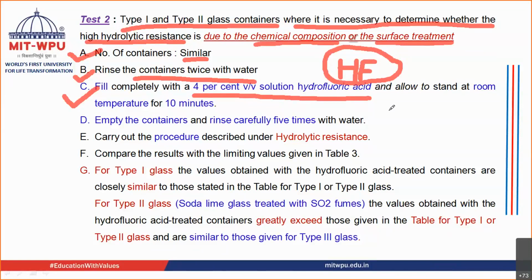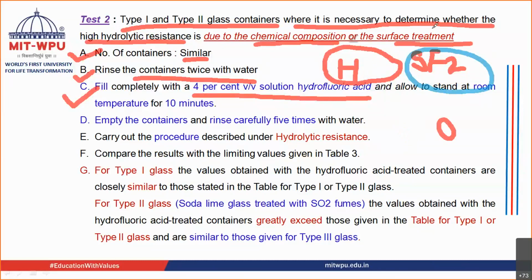This hydrofluoric acid solution acts on the glass, and if sulfur dioxide is present as a coating, then this sulfur dioxide coating gets removed because of the HF. The HF has the ability to remove the oxygen and get itself placed over here. So this F is getting placed over here and this oxygen is getting removed, that's why the sulfur dioxide coating gets removed from the surface of the glass.